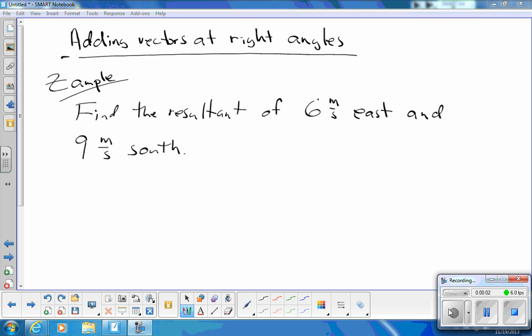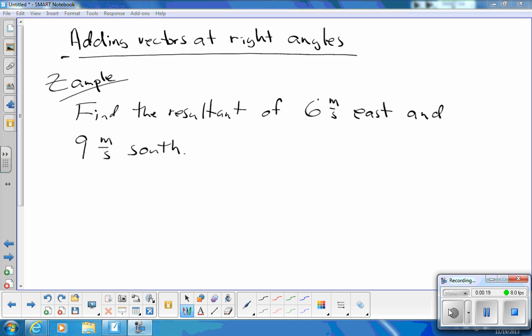We are going to add up two vectors which are at right angles to each other. Take a moment to look at the example here. It is to find the resultant of two velocity vectors, in this case 6 meters per second east and 9 meters per second south. First thing we're going to do is to make a sketch.